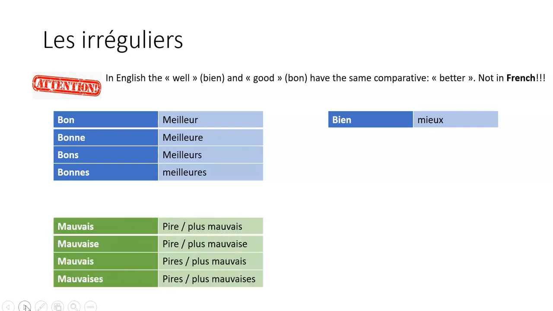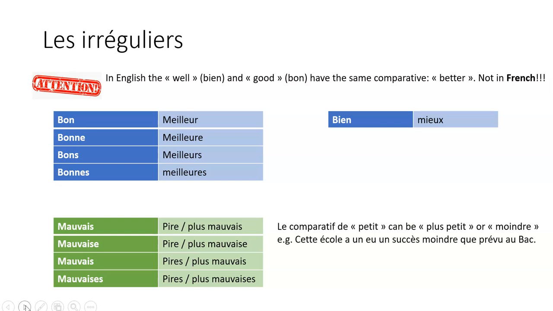Okay, let's have a look at bad. Mauvais becomes pire or plus mauvais. So it depends on the sentence basically. If the adjective is too long and things like that, it can become too heavy. So we use pire or plus mauvais, either. Be careful with the comparative. De petit can be plus petit or moindre. Okay, so think about an example. No, I can't think of an example right now. It will come back to me later.